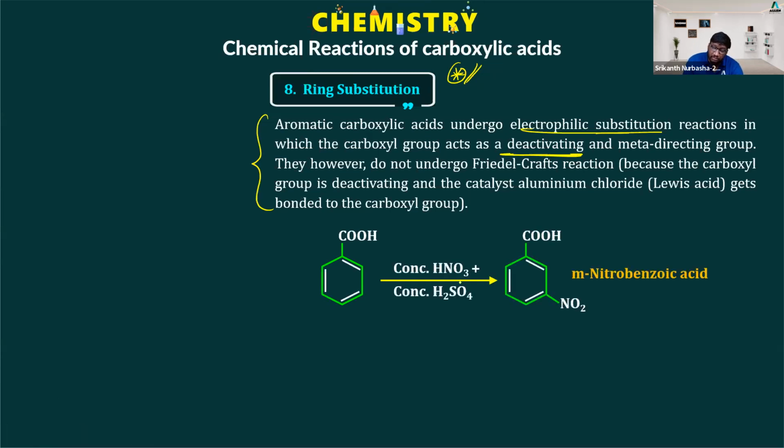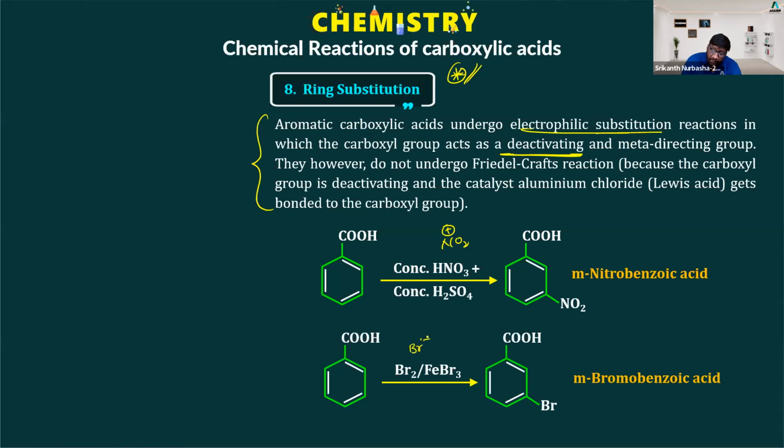So when you do the nitration of benzoic acid with concentrated HNO3 and H2SO4, NO2 plus is the electrophile and substitutes at the meta position. When you do the halogenation, what is going to happen? Br plus is going to be obtained, which is going to substitute at the meta position. So meta bromobenzoic acid is obtained. Friedel-Crafts reactions do not happen. Why? Because the carboxyl group will itself react with the AlCl3 to form some complex, and AlCl3 is not used to generate an electrophile.